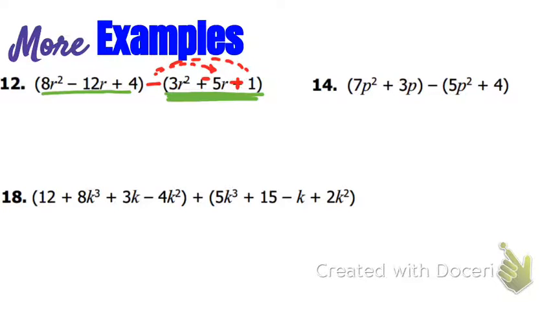Now I can start combining my like terms. So I have my r squares. I have 8r squared minus 3. Again, you're combining the coefficients. 8 minus 3 is 5. So we have 5r squares. And then negative 12r minus 5r. Negative 12 minus 5 is negative 17r. And then 4 plus 1 is positive 5.